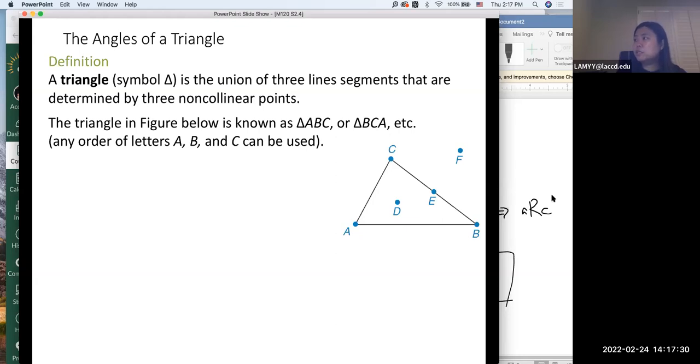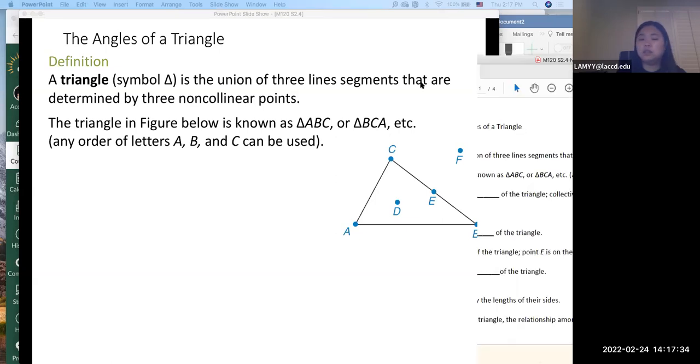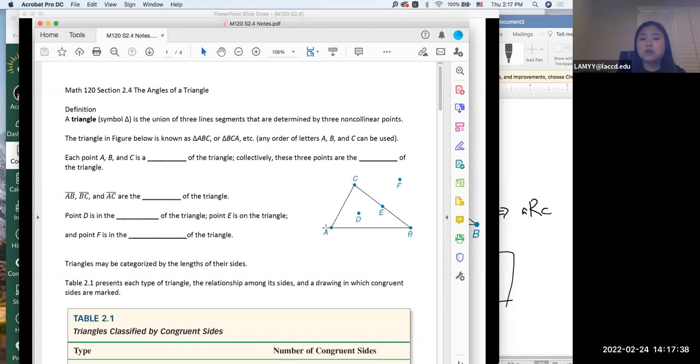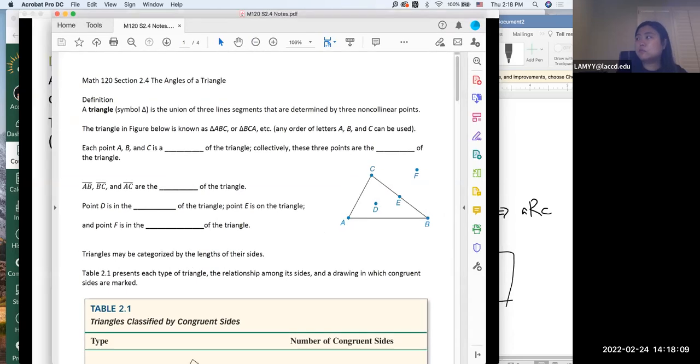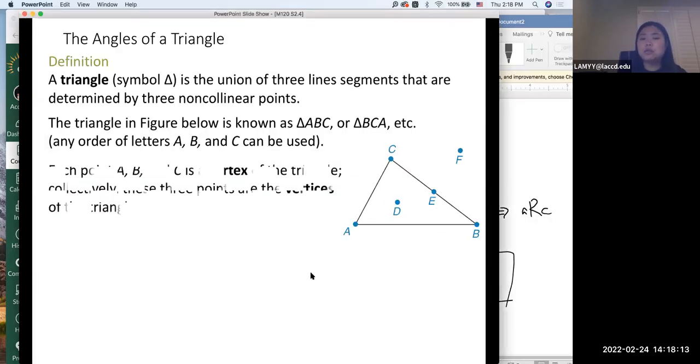Each point A, B, C is what of the triangle? Look at your notes here. Each point, angle A, angle B, and angle C. What do you call these 3 points? How about you only focus on this one? No, not non-collinear. They're talking about the point, not the relationship between A, B, C. We call A, B, C the vertex, the vertex of the triangle. Write it down on your notes. Each point here, we call the vertex, vertex, vertex.